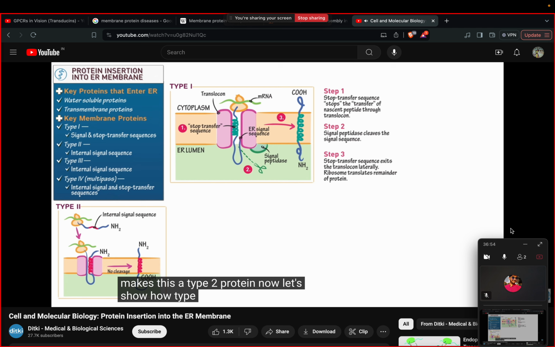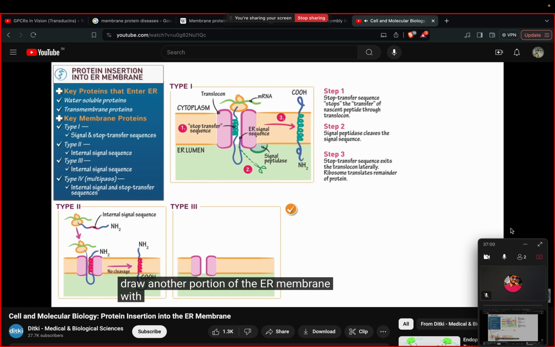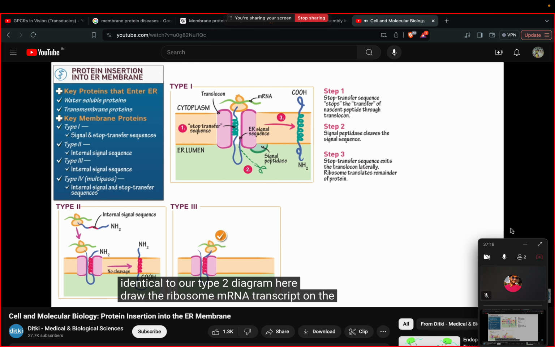Now let's show how type 2 proteins differ from type 3 proteins. Draw another portion of the ER membrane with a translocon embedded within it. This time, draw the protein and alpha helix domain in the translocon first. Note that so far this diagram is identical to our type 2 diagram. Here, draw the ribosome mRNA transcript on the right side of the translocon. Now label the emerging end of the protein as its N-terminus.